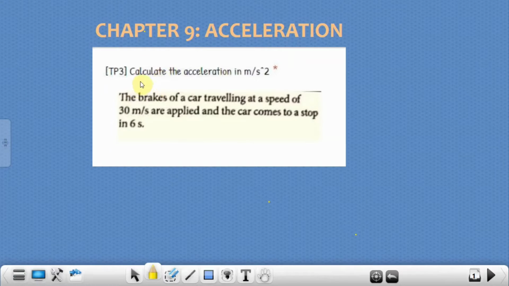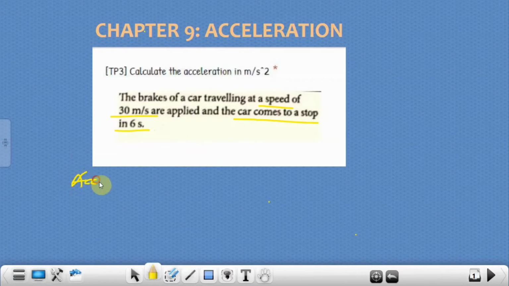Okay, the first question: the brakes of a car travelling at a speed of 30 meters per second are applied and the car came to stop in 6 seconds. Okay, so here are some keywords. First of all, we want to calculate the acceleration.